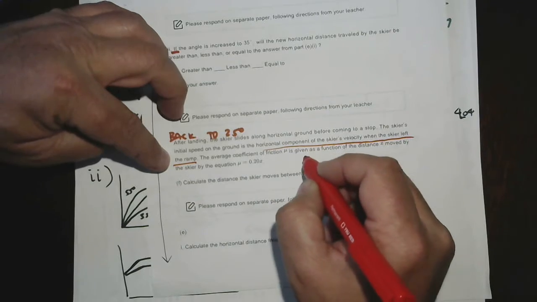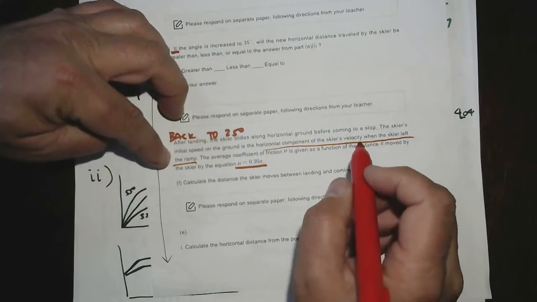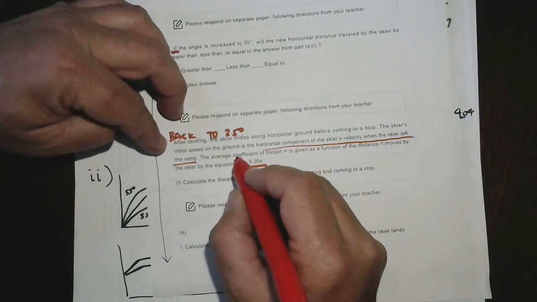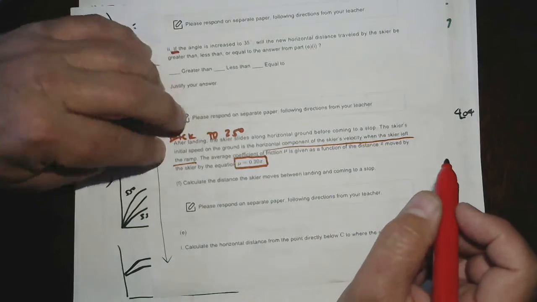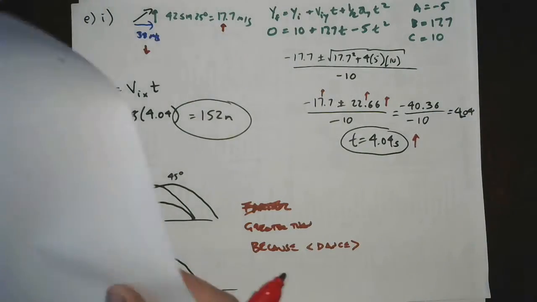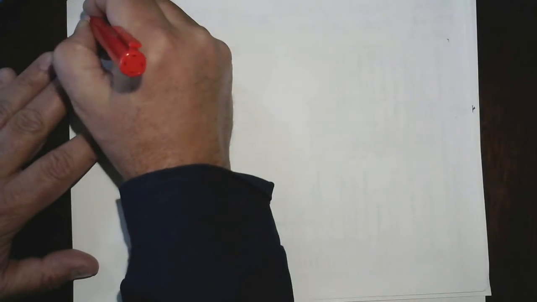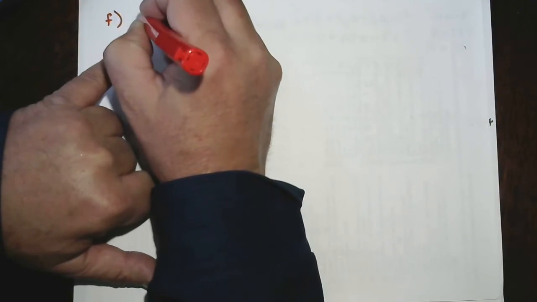The average coefficient of friction is given as a function of distance moved by the equation mu equals 0.20x. And this is weird because mu is not a constant, and we've always treated mu as if it was a constant. So typically, if you were going to solve this, and this is part F, you would probably do something like say, okay, well, there's a force of friction.